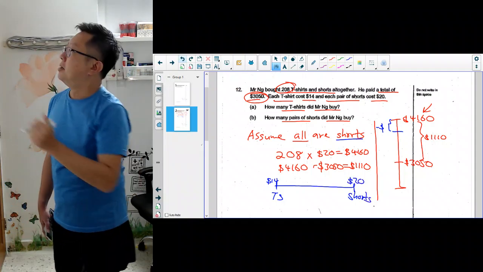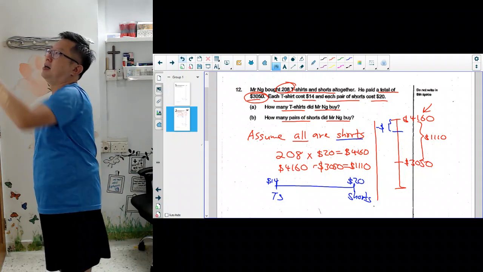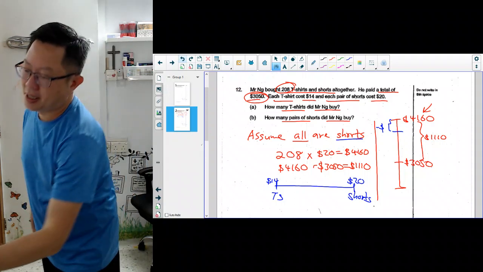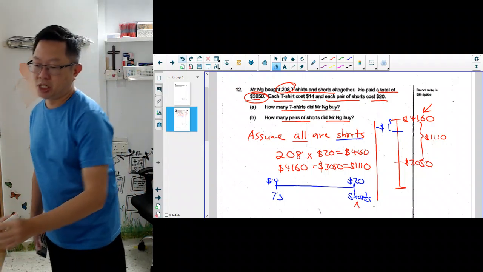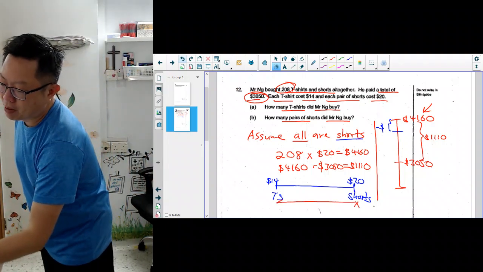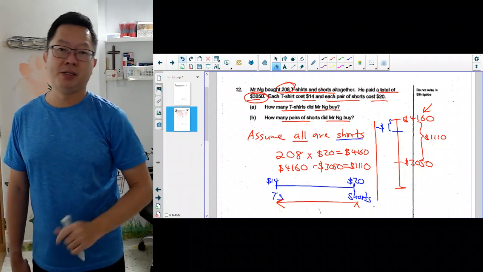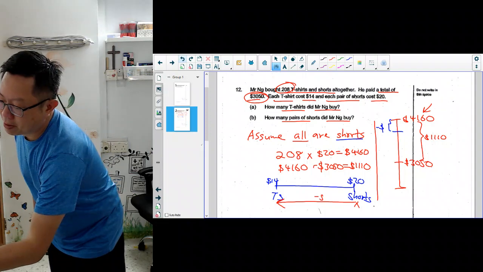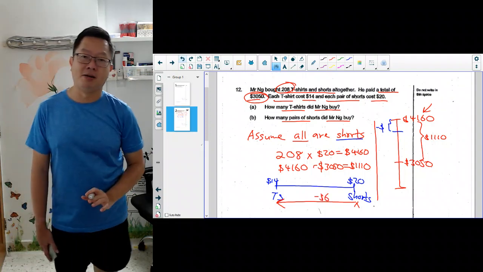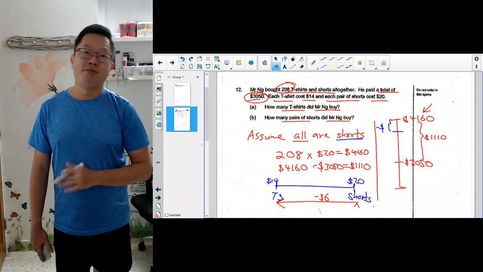Now you assume all are shorts, which means that you are over here. So you replace a short with a shirt, so you move backwards because you're going to replace a short with a shirt. How much do you move back? You move back $6. When you move back it's minus, so minus $6. 20 minus 6 becomes $14.